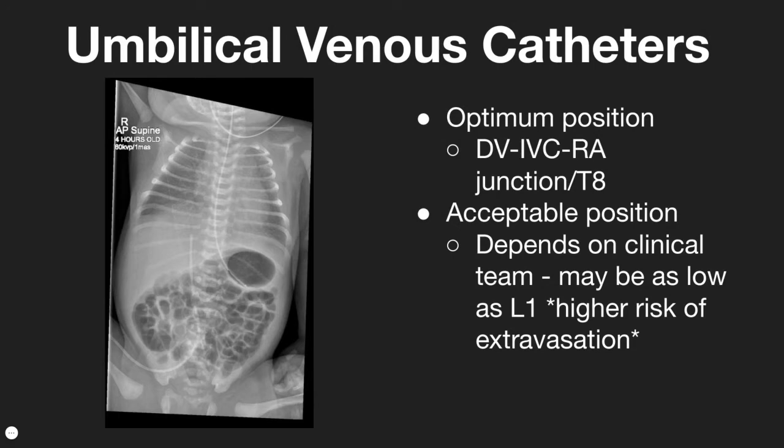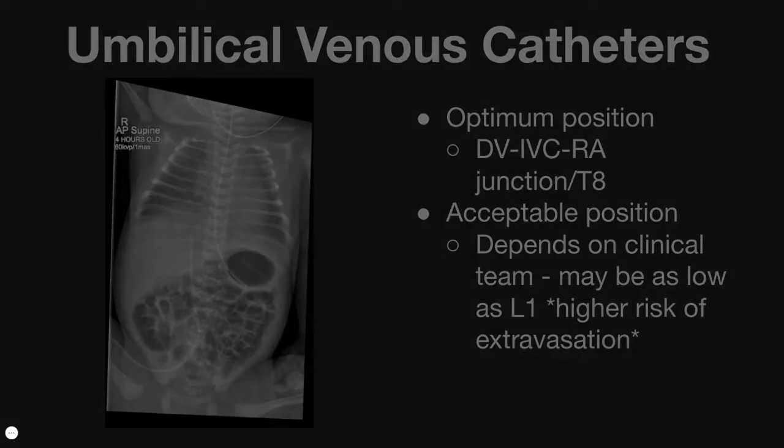In terms of umbilical venous catheters, the optimum position is at the junction of the ductus venosus, inferior vena cava, and right atrium, or the DV-IVC-RA junction, and is proximally at the level of T8. The acceptability of the position is often dependent on the clinical team, and they may accept a lower position within the ductus venosus, especially if it was difficult to insert, although this comes at a higher risk of extravasation.